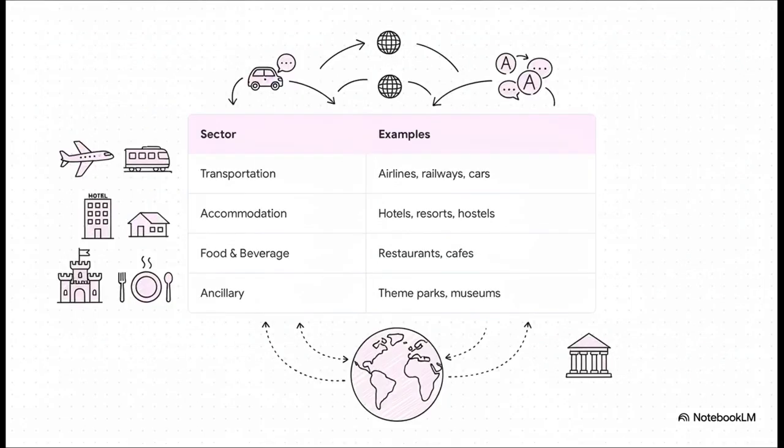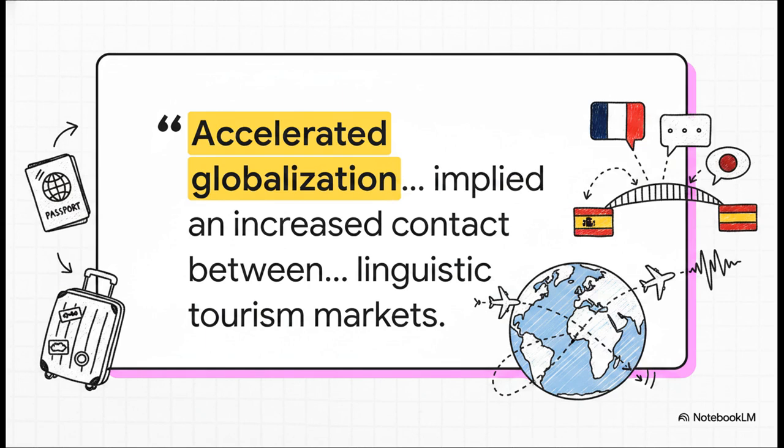And that international traveler is going to interact with an entire ecosystem of businesses along the way. Think about it. They're going to need transportation, like airlines and railways. They need accommodation, so hotels and resorts. Obviously, food and beverage options, and ancillary services, things like museums, theme parks, local events. Now, these aren't just isolated businesses operating in a vacuum. They are deeply interconnected pieces that together make tourism one of the absolute largest and fastest growing sectors in the entire global economy. So the crucial point is something researchers Suleiman and Wilson pointed out, which is that accelerated globalization and advancements in mobility mean increased contact between completely different linguistic tourism markets.